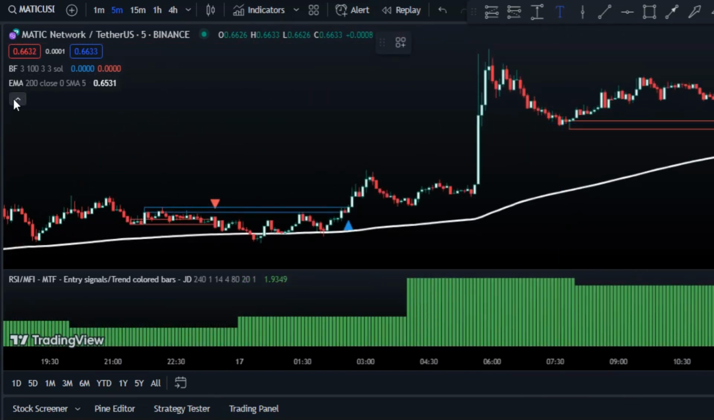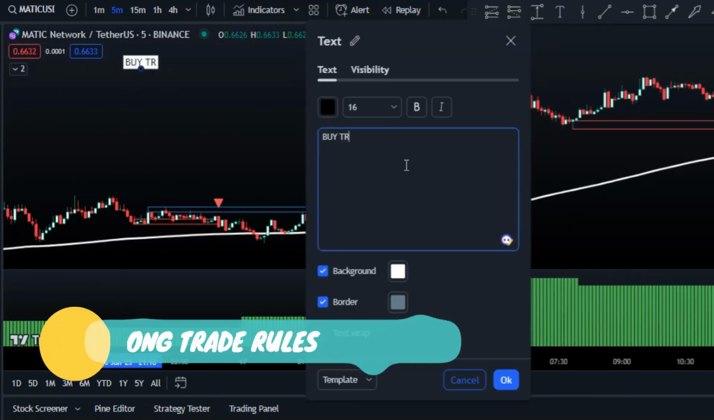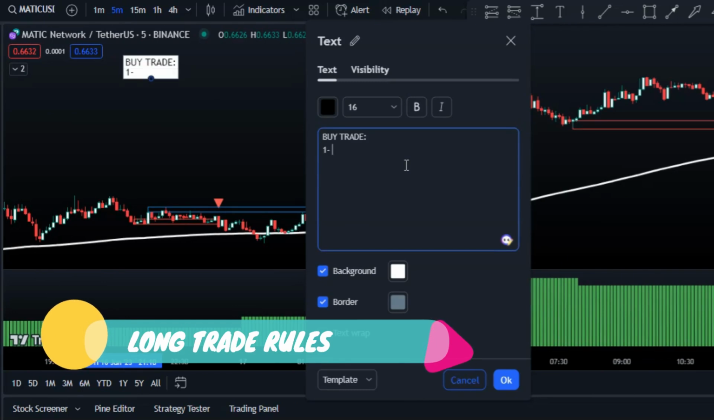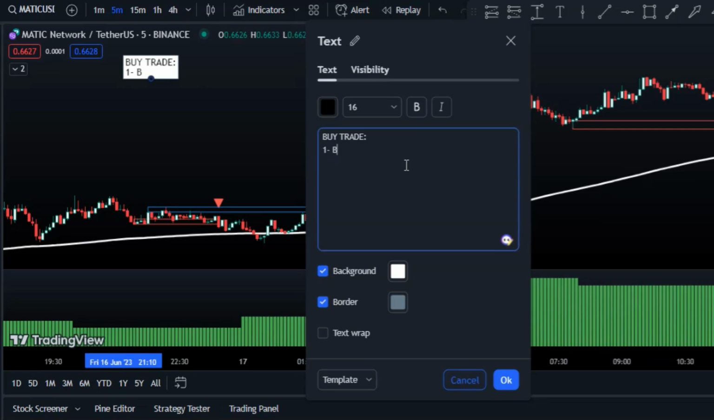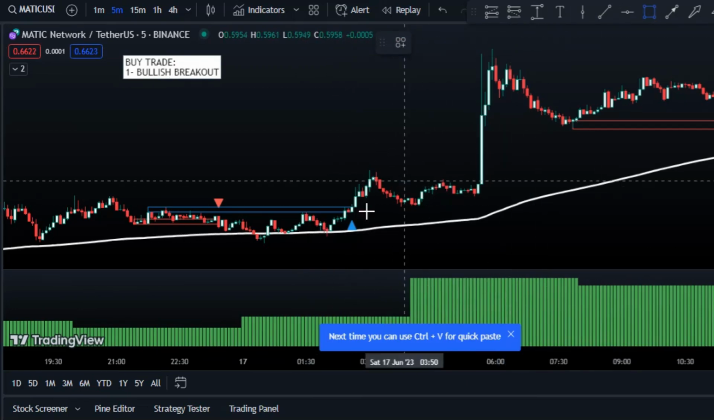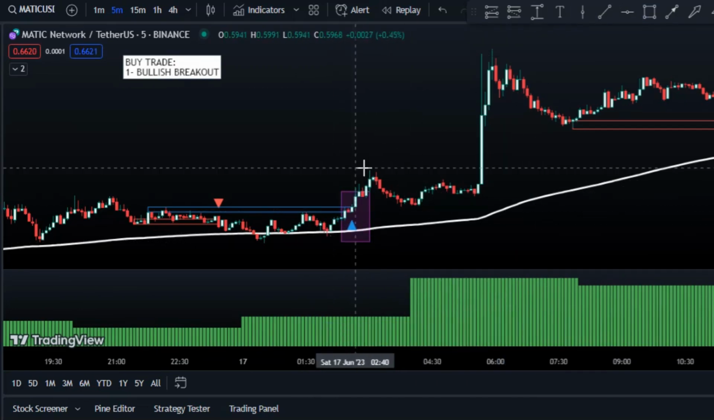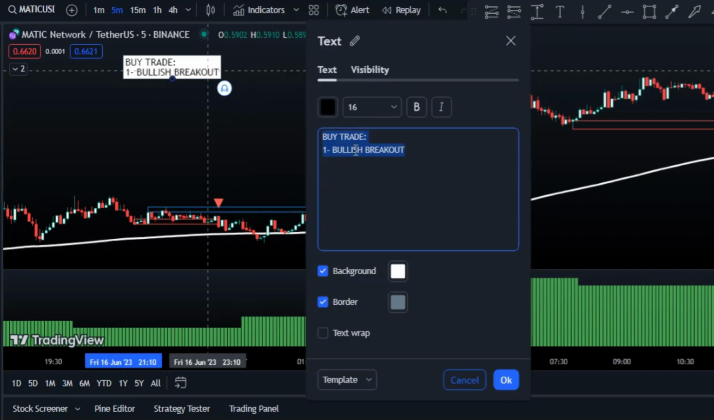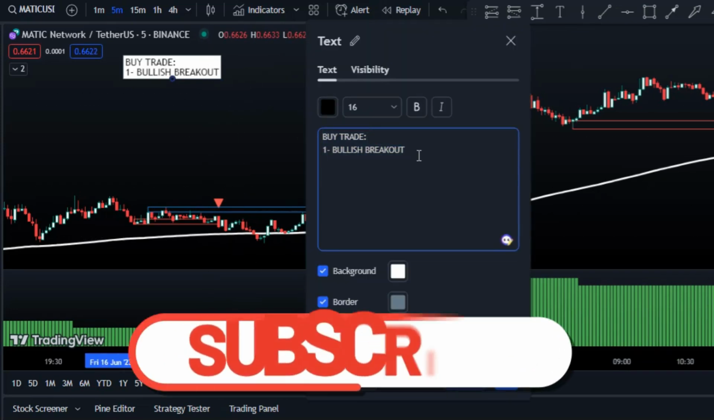Alright, now it's time to understand the trading rules of this strategy. So to enter a long trade, you need to follow these 3 steps. First, wait for a breakout in the upward direction. Once the price breaks out, move on to the next step.